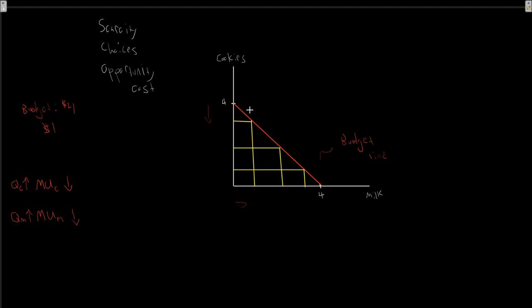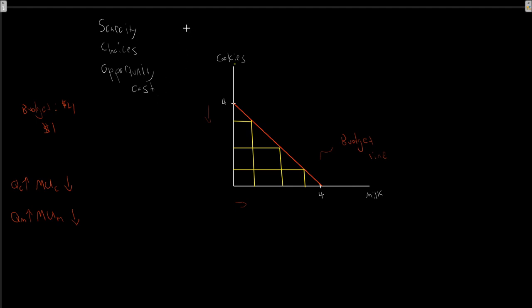Well, we'll see that a lot of this is going to depend on the preferences, on the level of satisfaction that our agent gets from our different goods, milk and cookies. But we'll work through the way that we can approach this problem, the way that we can solve this, and the way that we can then find a utility maximizing point. So that's our idea here.